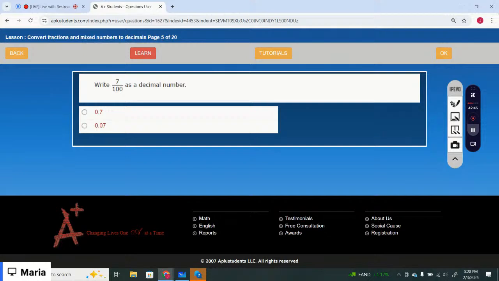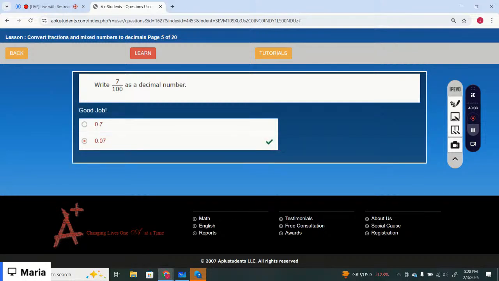7 over 100 as a decimal. So, which is the correct option? That is 0.07. Option number 2 is the correct option.